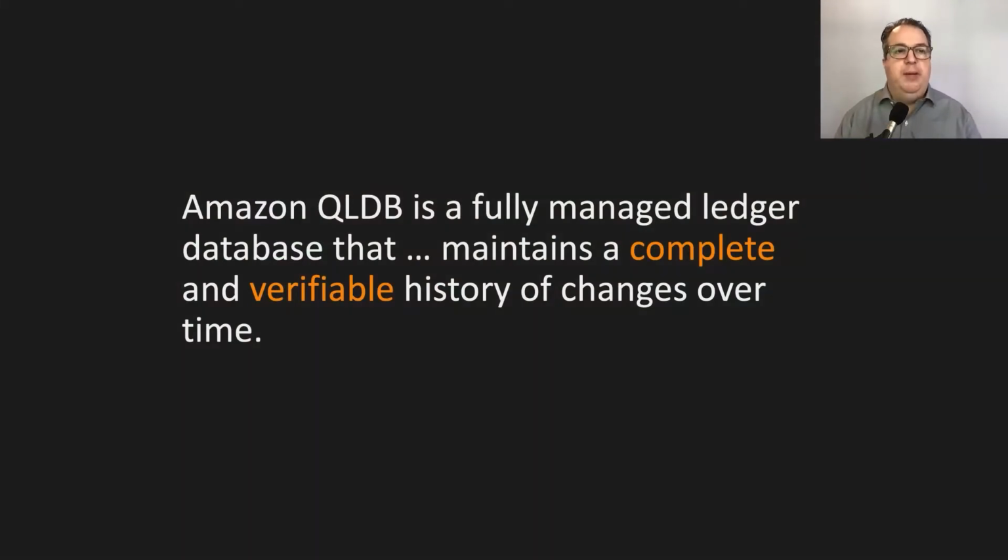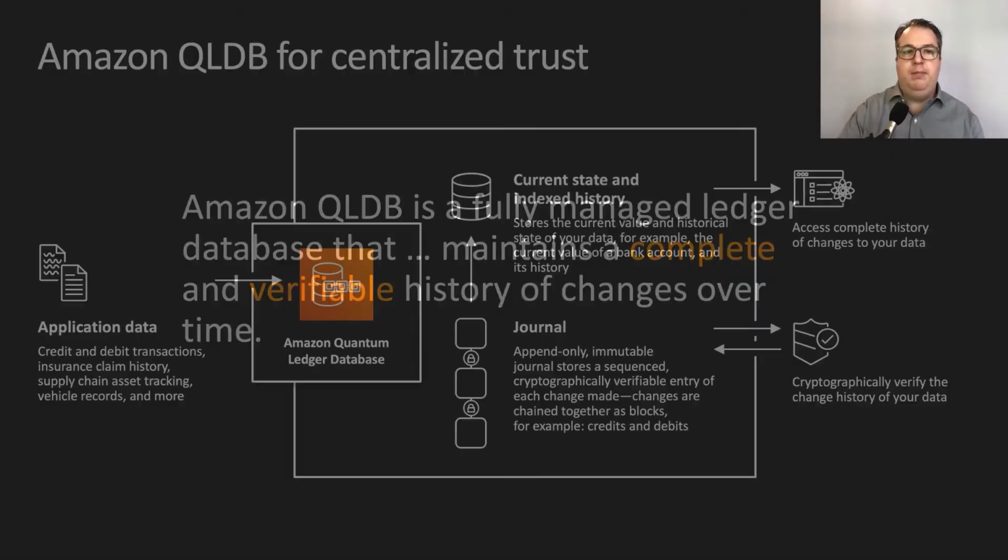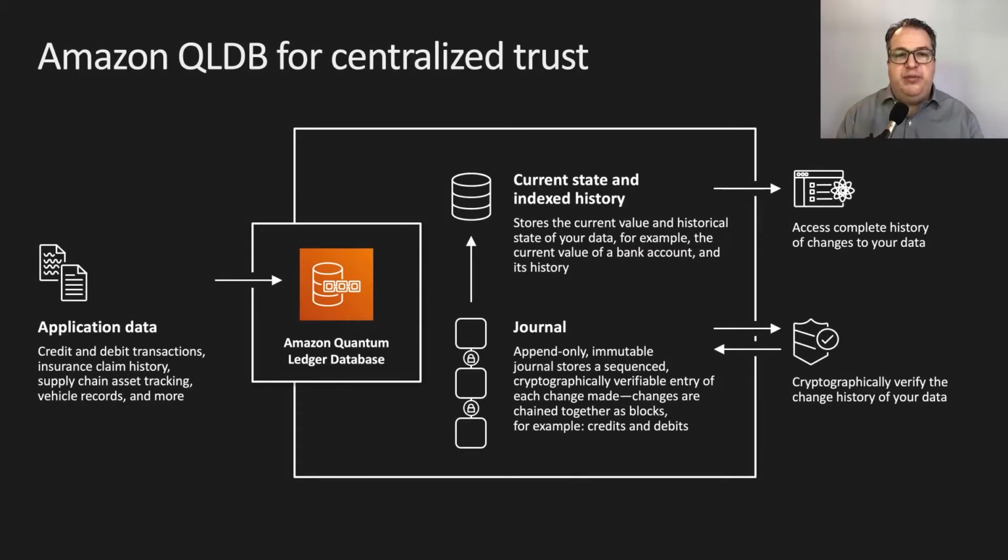So what is QLDB? QLDB is a fully managed ledger database that maintains a complete and verifiable history of changes over time. QLDB is a first-of-its-kind, purpose-built ledger database. It is composed of two main components. First is the immutable journal, which is a cryptographically verifiable log of each transaction. Second is the current state and index history, which stores the current value and historical state of the data. When application data comes in, it gets logged to the journal first, and then is propagated into the tables and indexes.